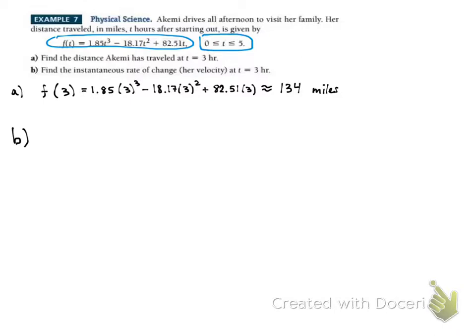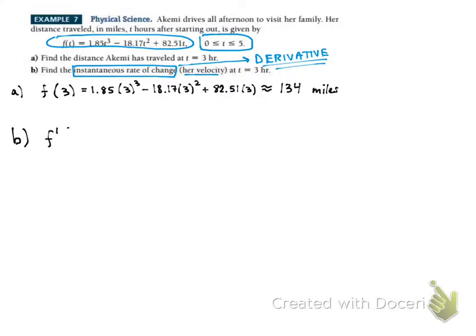Now in part B, we're asked to find the instantaneous rate of change, her velocity, or her speed, or our speed, at this time, t equals 3 hours. So at the particular point in time as we're traveling, what is our speed? How do we find that? Well, anytime you see instantaneous rate of change, that's your code word for derivative. Also velocity or speed, same thing, code word for derivative. So when they tell you to find the instantaneous rate of change, to find the speed, to find the velocity, that's telling you you need to find the derivative.